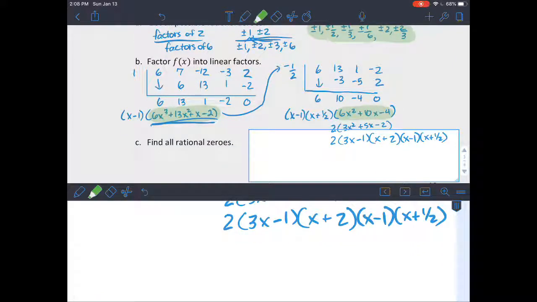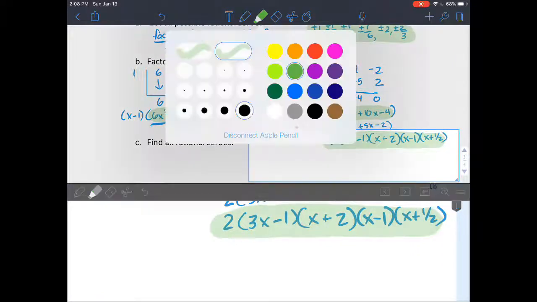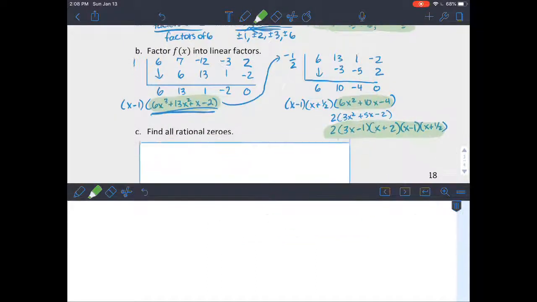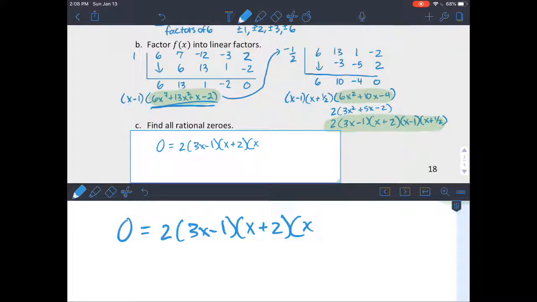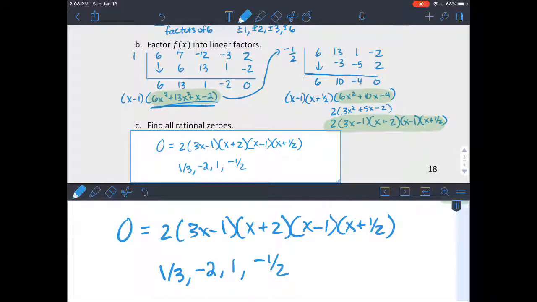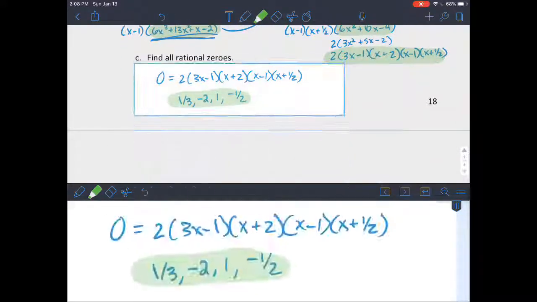All right, so I can take that factored version and figure out my zeros. So if you set that equal to 0 and see what makes every factor equal to 0, you will have all of your rational zeros. Since this was a degree 4 polynomial, you should end up with 4 zeros, and we will. 1/3, negative 2, 1, and negative 1/2 are your zeros. So it's kind of a long process, but hopefully you get the idea, and good luck with your homework assignment.